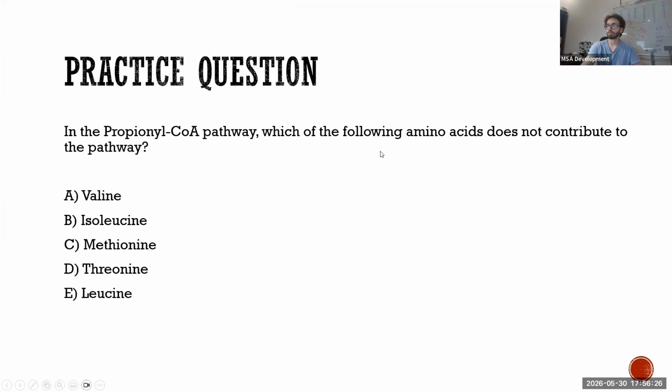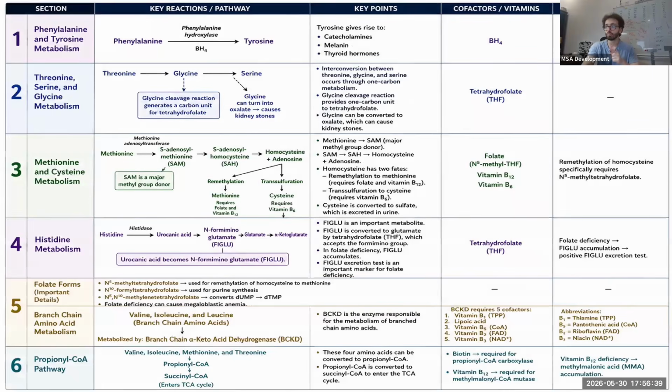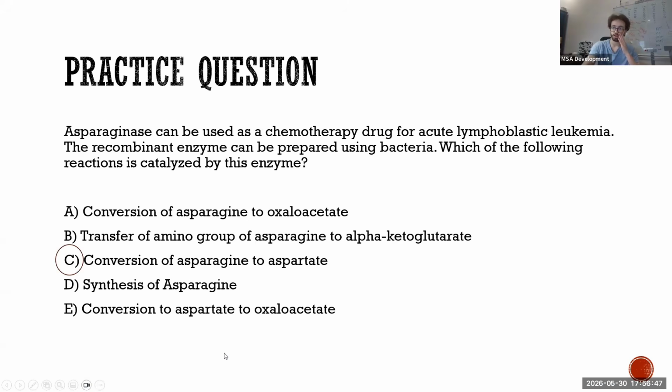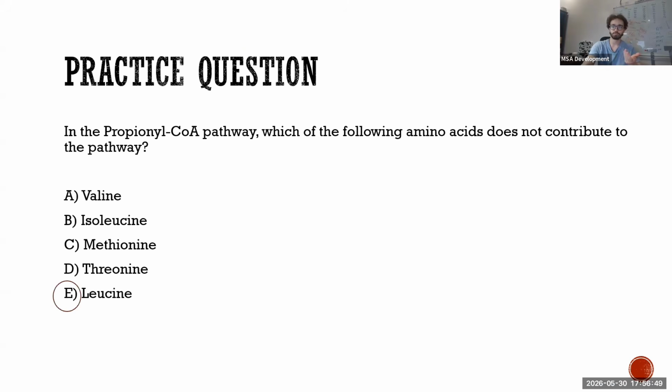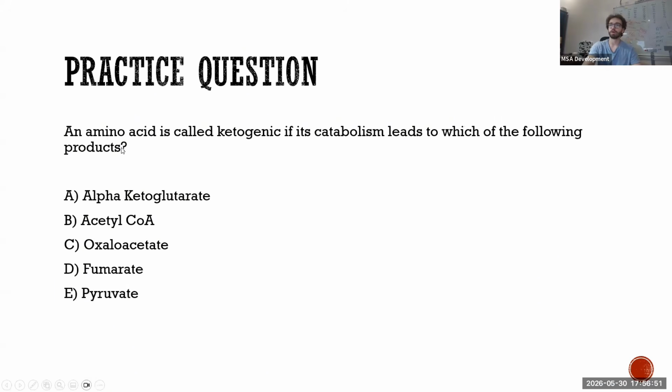Okay, in the propionyl-CoA pathway, which amino acid does not contribute to the pathway? Do you guys remember when I told you that there are 4 certain amino acids that go to the propionyl-CoA pathway? If not, then you go back here and remember. Only 4 amino acids go into this pathway: valine, isoleucine, methionine, and threonine. But which one isn't included? Leucine.